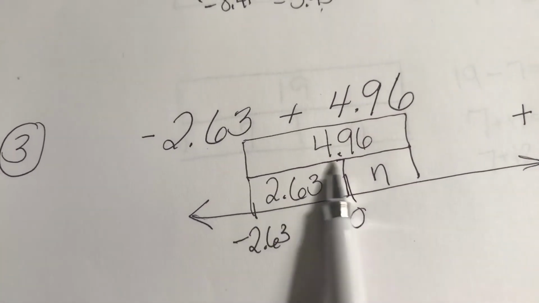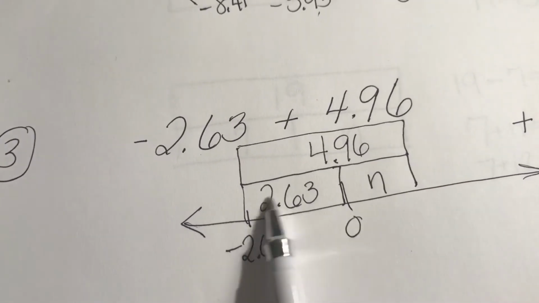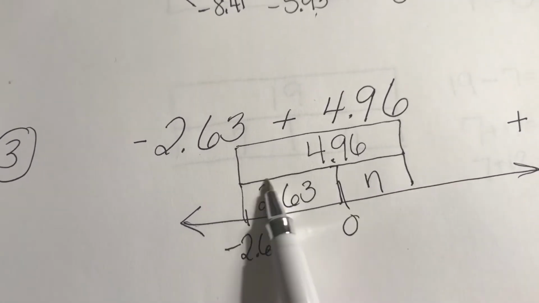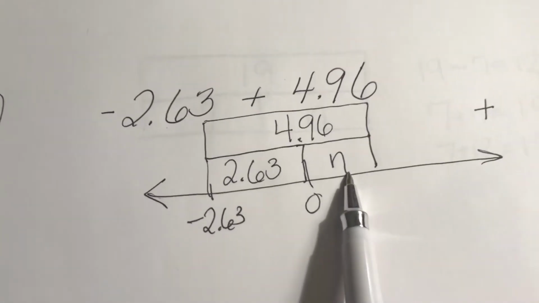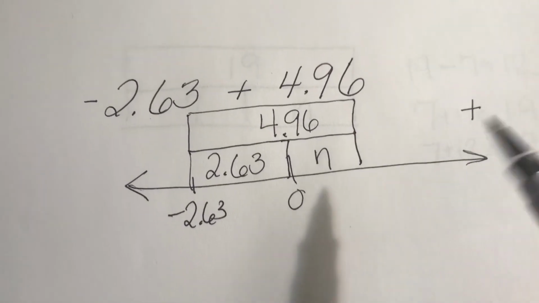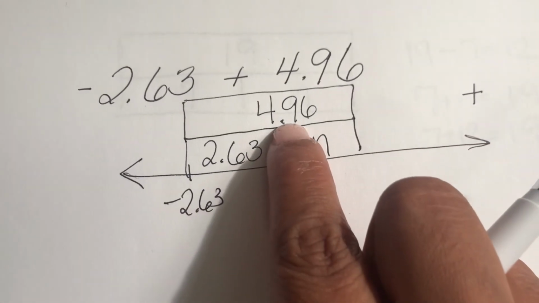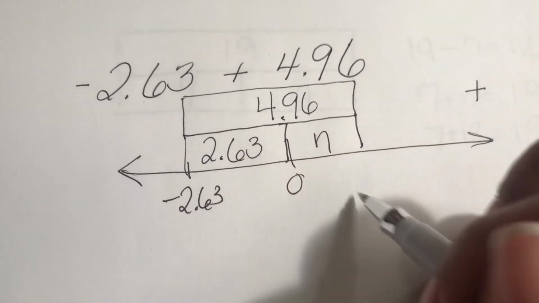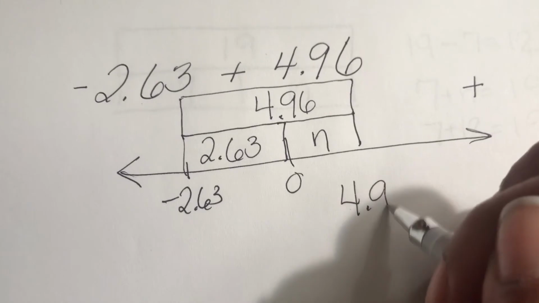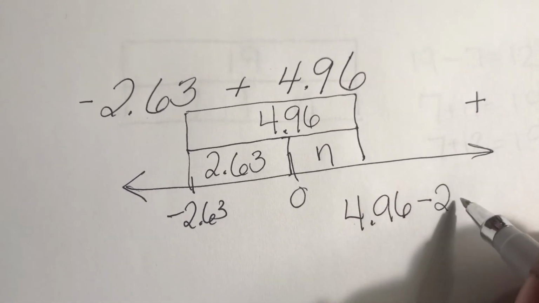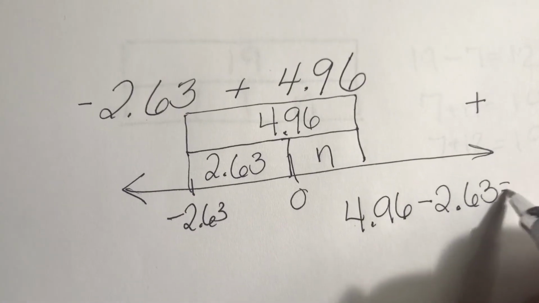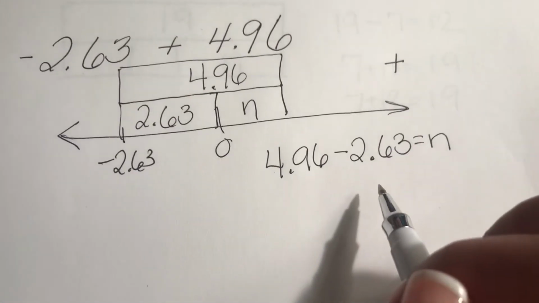So here I have a different model. I still have my 2 bars. And I know the total is 4 and 96 hundredths. I have a part. I just need the other piece here. So I can just think, well, I can take this number and take away the part to figure out the other part. So 496 minus 263 is going to give me my missing piece.